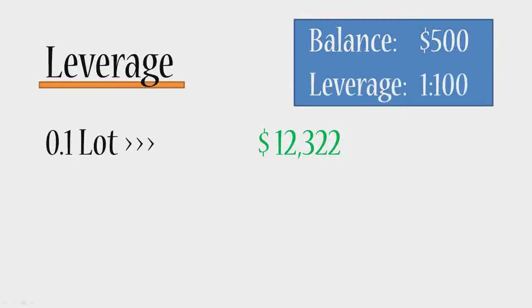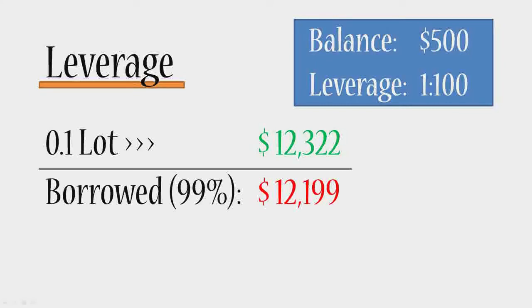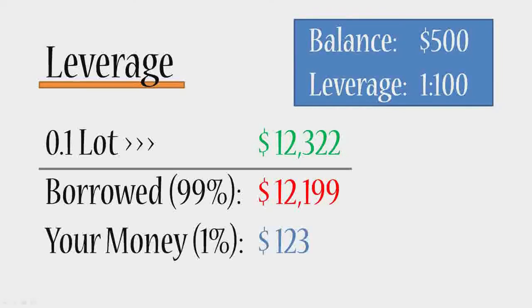But with leverage, if your leverage is 1 to 100, then your broker will actually only require you to have 1% of that money, and the broker will lend you 99% of the required amount. So in this case, your broker will lend you $12,199. So you're borrowing 99% of this required amount. All you have to invest is $123 of your own money. So that is 1% of the transaction, and that is much more affordable with your balance of $500.